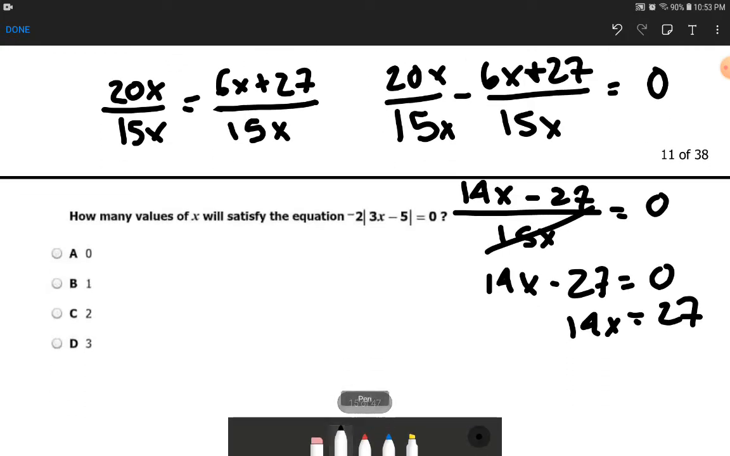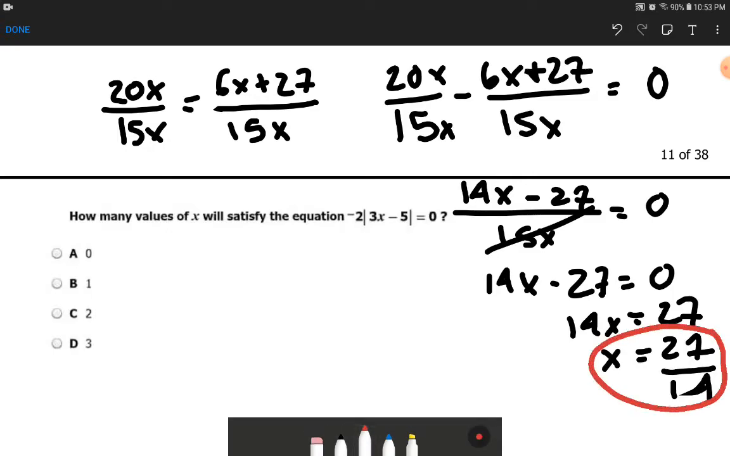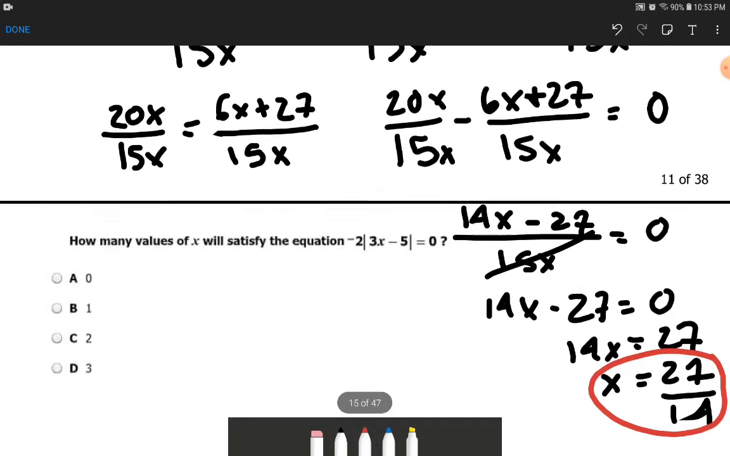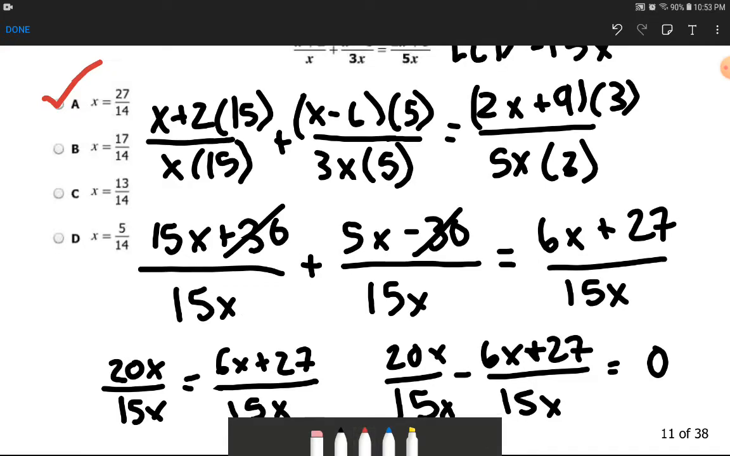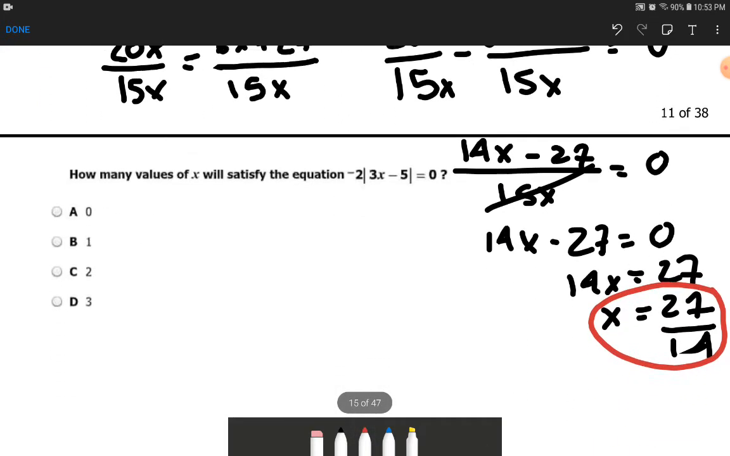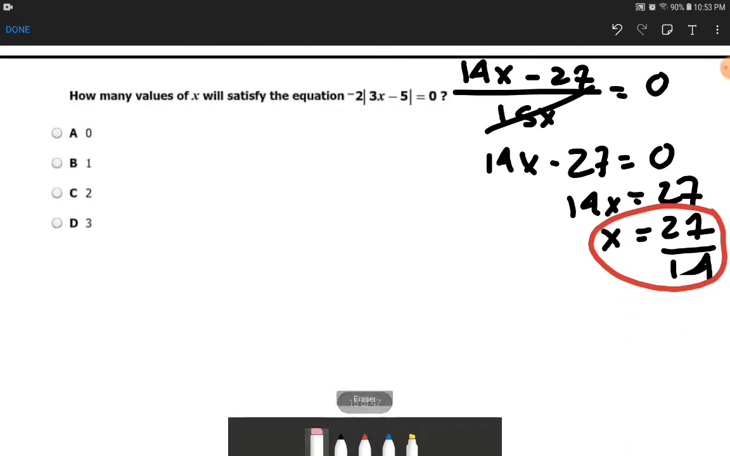And divide by 14 on both sides. And we get 27 divided by 14. And that is the value of x. Let me go back up. 27 divided by 14, our answer is A. Alright, move on to question 12. Let me just erase this.